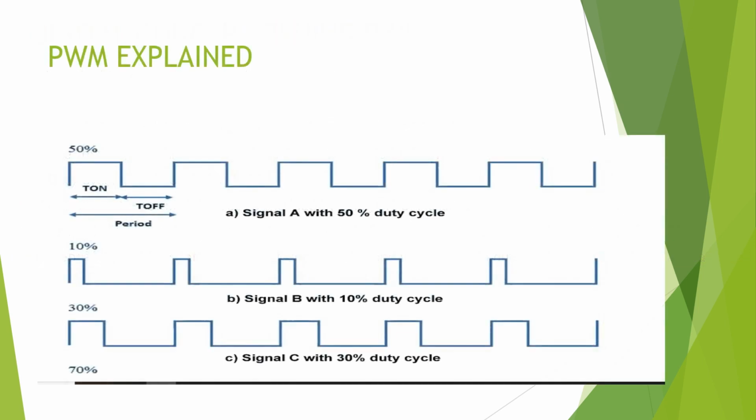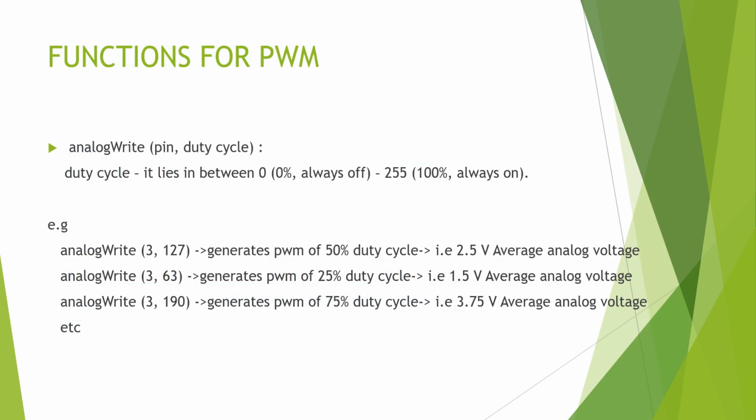First one, on period and off period. This is signal A with 50% duty cycle, signal B with a 10% duty cycle, signal C with a 30% duty cycle, and so on. Accordingly, you can change that, you can design that. Next, what are the functions involved in PWM?